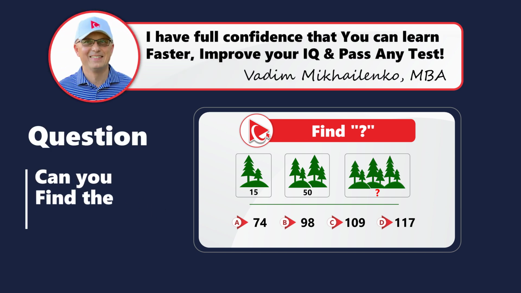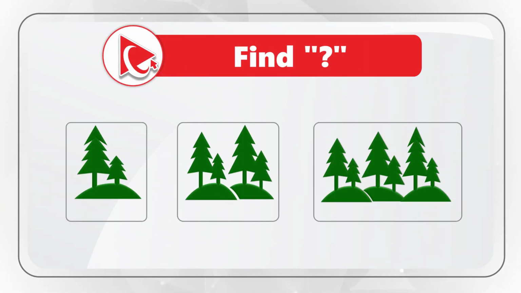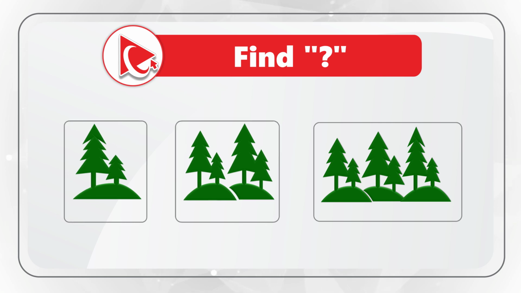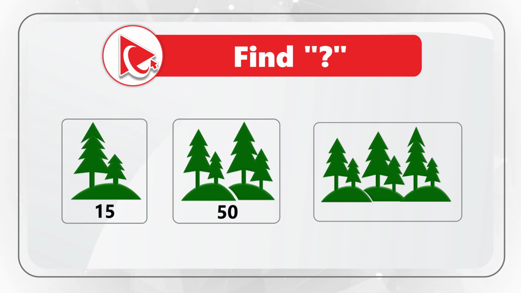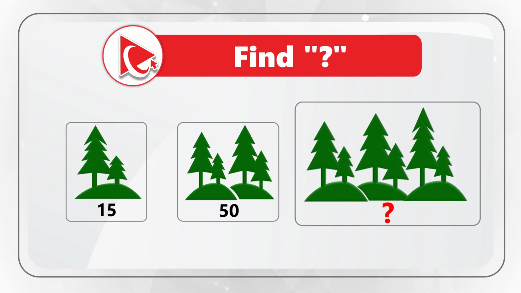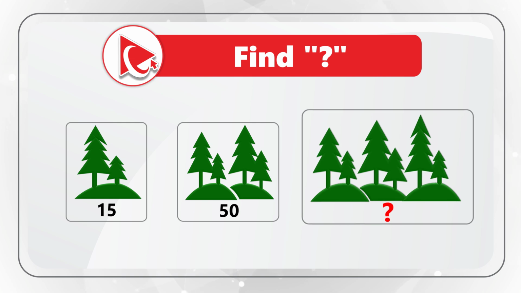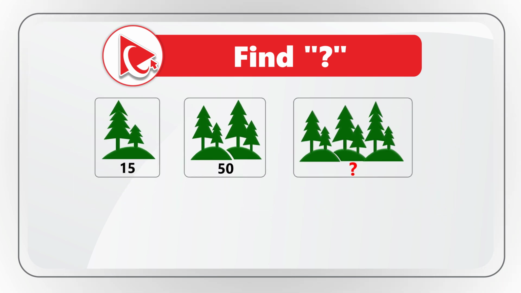Here's a tricky problem which you might find challenging to solve. You're presented with 3 images and you need to find the missing number. All 3 images have berms and evergreen trees on top of the berms. The first 2 images have numbers 15 and 50 at the bottom, and the third image is missing the number and instead has a question mark, which you need to calculate and select out of 4 possible choices.